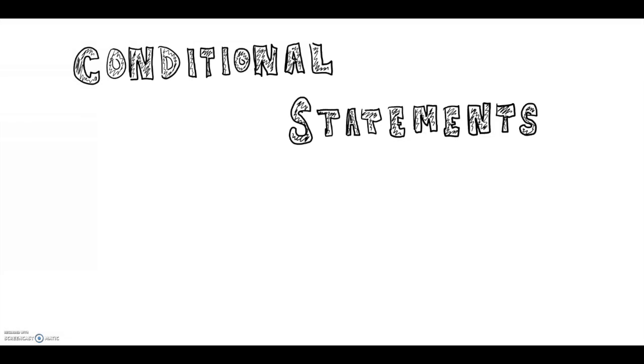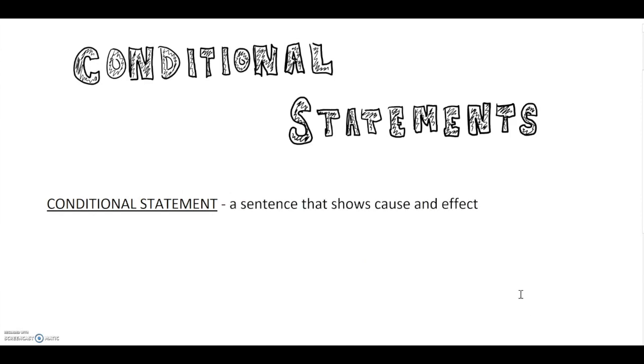This video is all about what are known as conditional statements. A conditional statement is a sentence that shows cause and effect. But instead of using cause and effect, for cause, we generally use the word hypothesis, more of a scientific, mathematical word. And for effect, we refer to that as the conclusion.